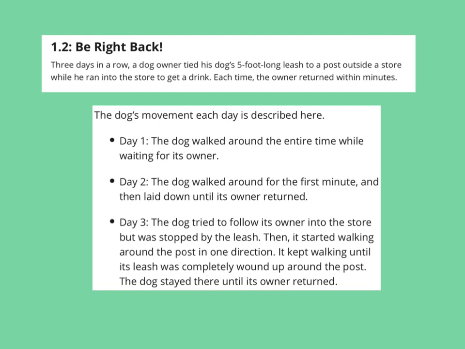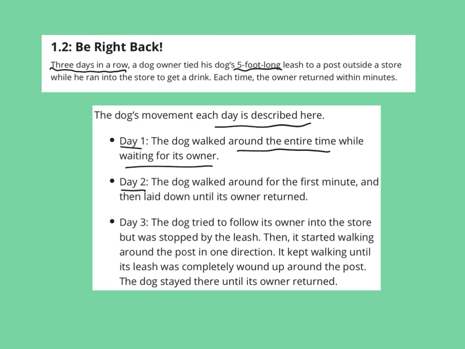So it says that the owner does this for 3 days in a row. It's a 5-foot leash. And the dog's movement each day is described here. So on day 1, the dog walked around the entire time while it's waiting for its owner, right? So that means that there's no sort of set distance that happened, right? The distance is constantly in flux because the dog is walking around the entire time.